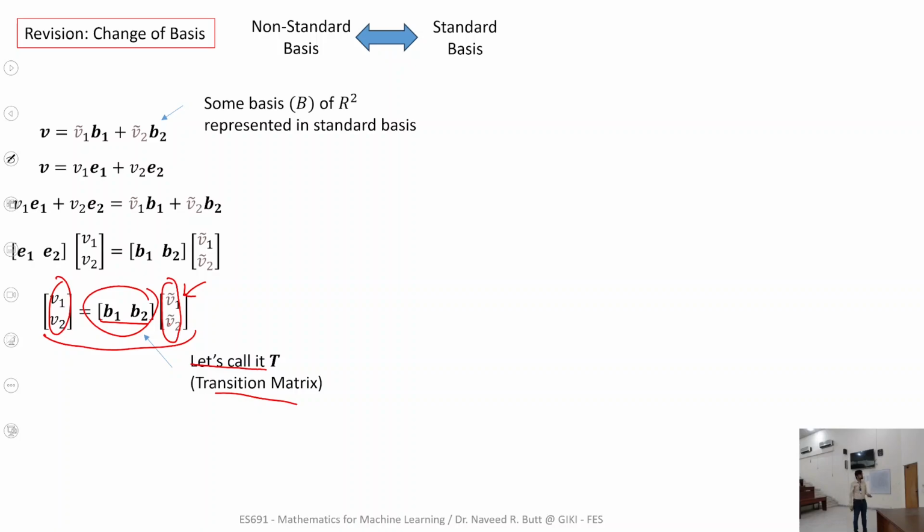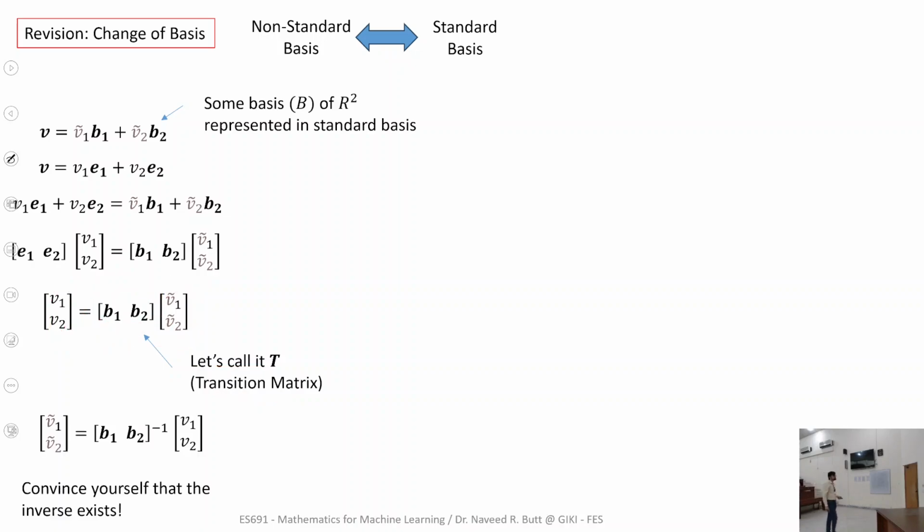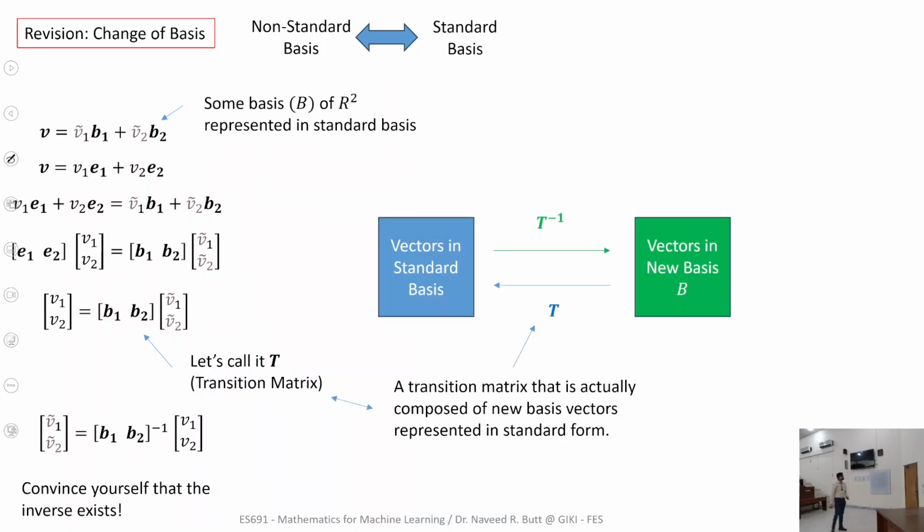So we will call it the transition matrix. पिछला जो matrix था उसको हमने क्या कहा था? Transformation matrix. वो पूरी transformation show कर रहा था. ये सिर्फ coordinates change कर रहा है from one basis to another. Yeah. Okay. Yeah, you can convince yourself that the inverse exists. So this is what we find then.